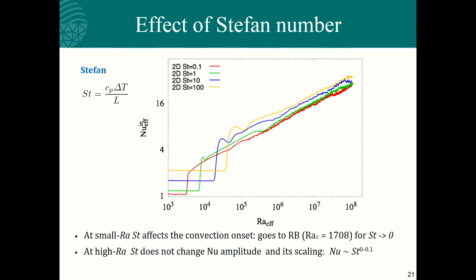You see that the behavior of the system based on different Stefan numbers is more or less the same. So the effect of Stefan is negligible. It's not that huge. We computed that this is of the order of 10 to the power of minus 2, Stefan to the power of 0.1.